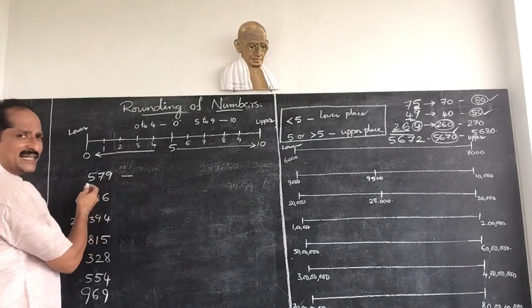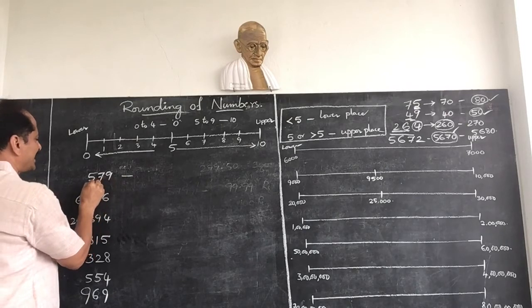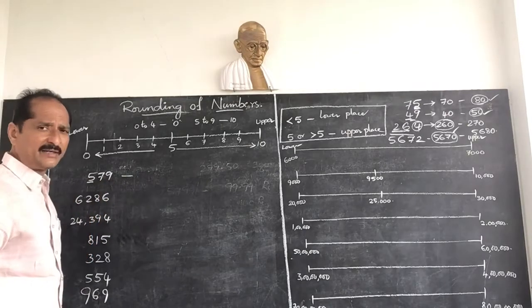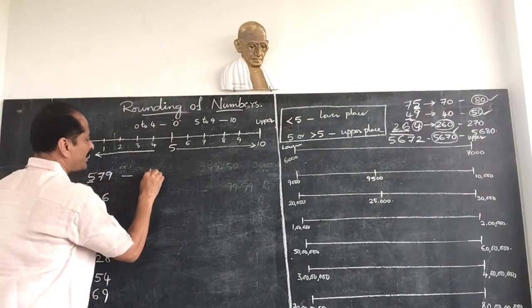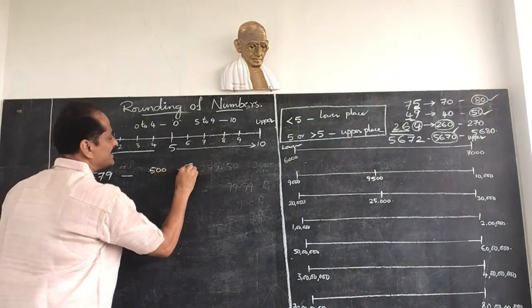How many hundreds are there in this number? Ones, tens, hundreds. 5 hundreds are there. So that means this number is in between 500 and 600.